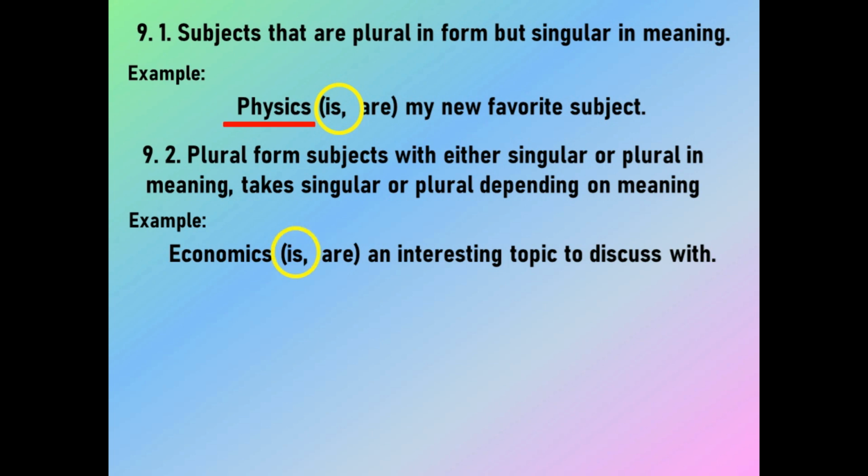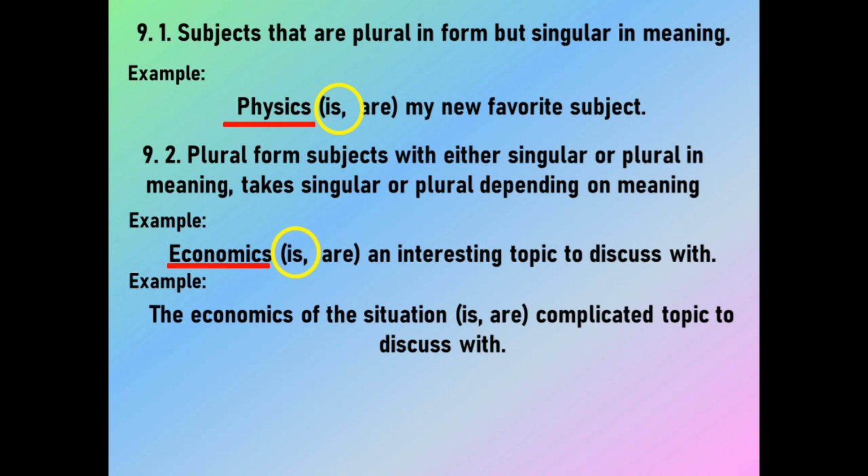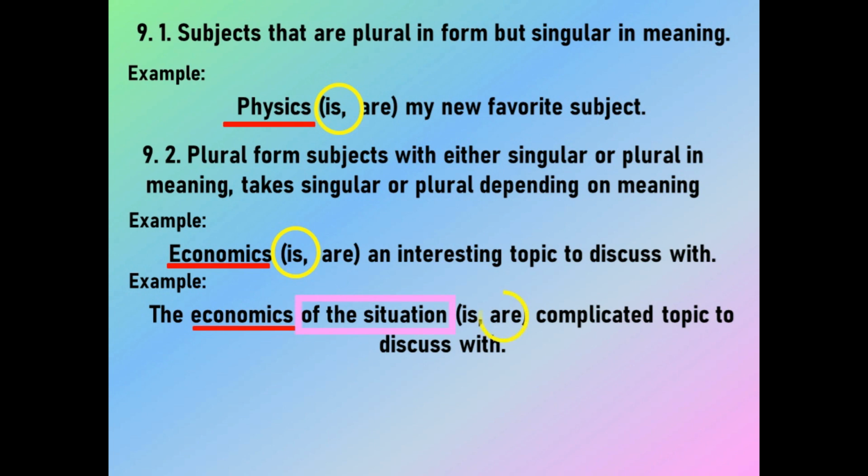Example: economics is an interesting topic to discuss. Or, the economics of the situation. Now, plural form subjects with either singular or plural meaning take singular or plural verbs depending on meaning. Example: economics is an interesting topic to discuss. So here, the verb is is, because the subject is economics, and that is a topic, a subject. But in another example, the economics of the situation are complicated topics to discuss. So we have here economics of the situation, so we use are. Why? Because in this example, there is a wide scope of economics to discuss. So we're going to use the verb are.